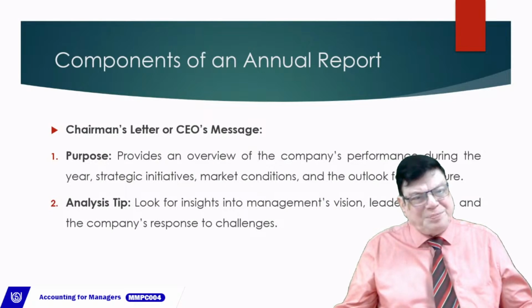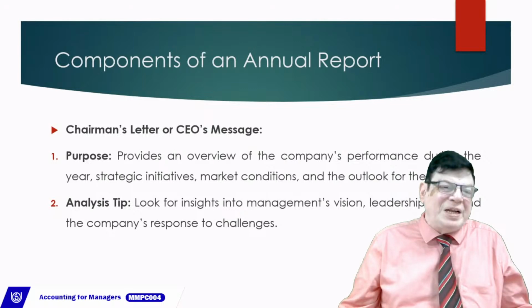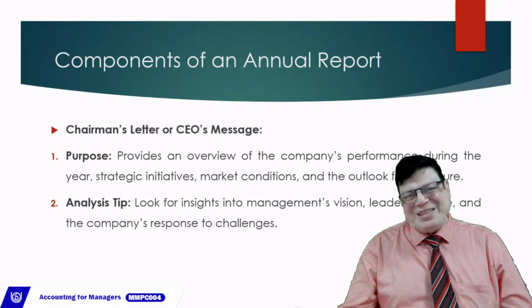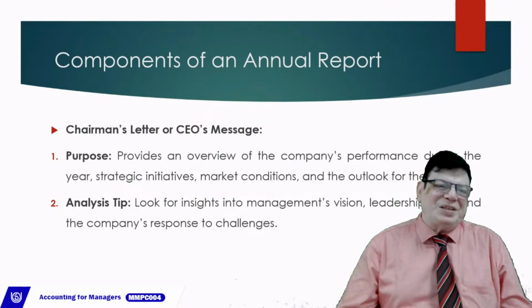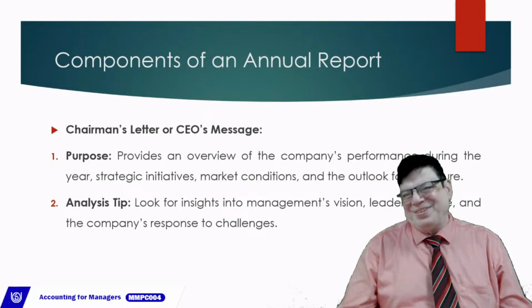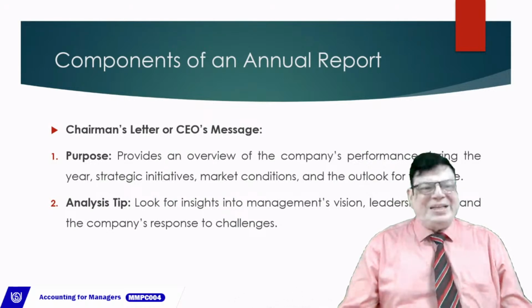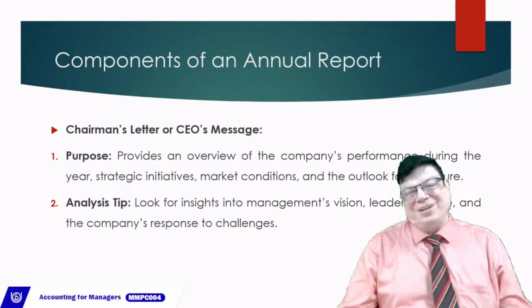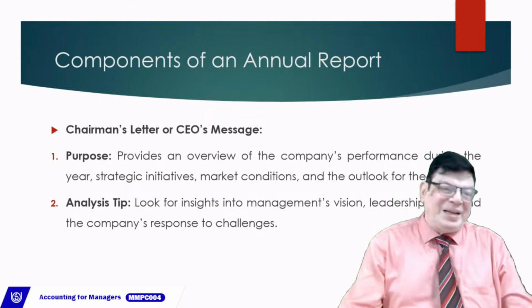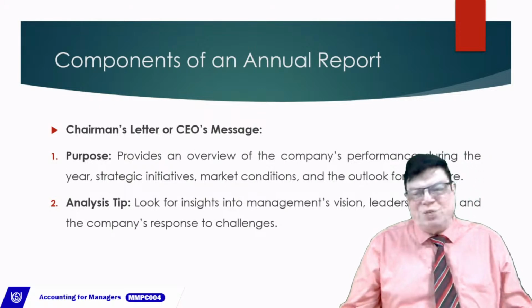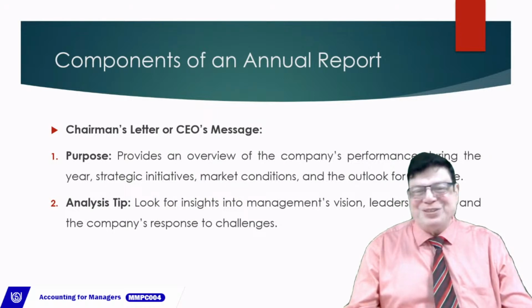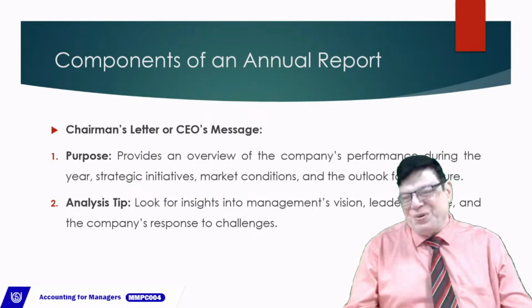Next is the chairman's letter, or the chief executive officer, CEO. He gives his message in the annual report. The purpose is to provide an overview of the company's performance during the year, then strategic initiatives, market conditions, and the outlook for the future, how well the company is going to do. That is very important. Analysis tip: look for insights into management's vision, leadership style, and the company's response to the challenges. What were the challenges faced by the company? How is the company going to deal with them?